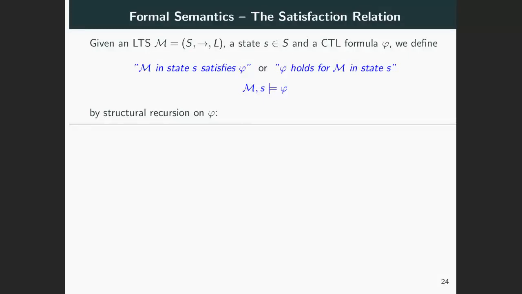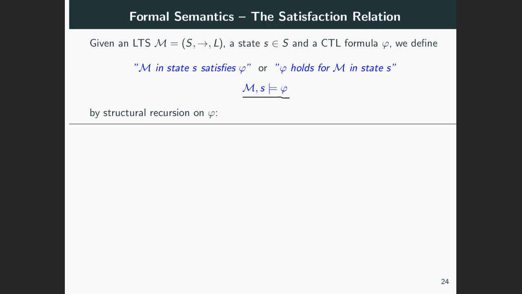Now that we have the intuition of how CTL connectives are interpreted, the formal semantics will be a mere formality, so to speak. Given an LTS M and a state S in it, we define what it means that M in S satisfies the CTL formula phi. Or, an alternative way to say this, phi holds for M in state S, written like this. By the way, this is the same notation as the one we used for LTL satisfaction by an LTS.